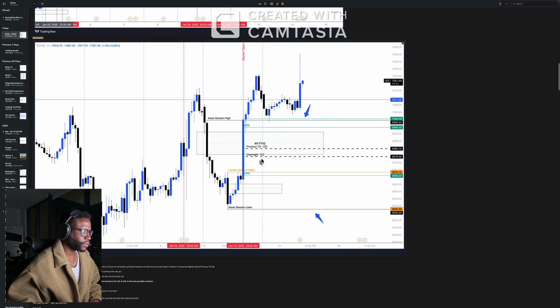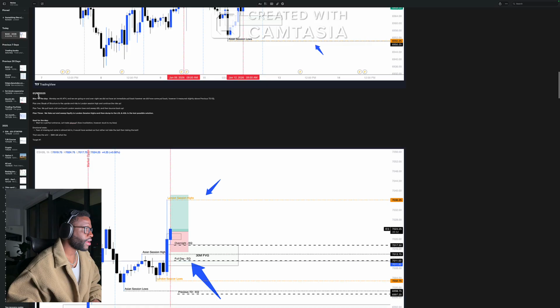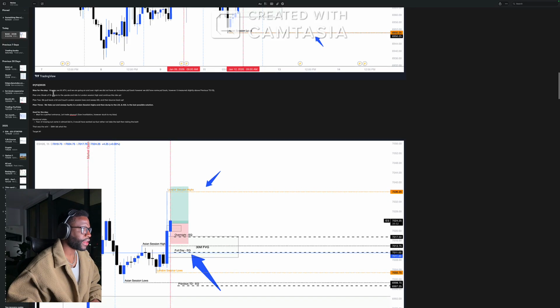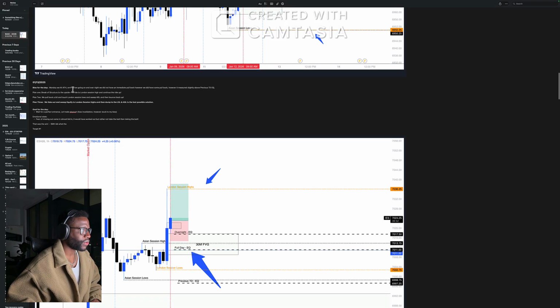And then we have the 13th, which is of course on a Tuesday. Monday we hit an all-time high, and we are going on overnight. We did have an immediate pullback, right? So we did hit all-time high here, and then from there we had a little pullback, and then we hit a new all-time high as well. But it didn't stick for long.